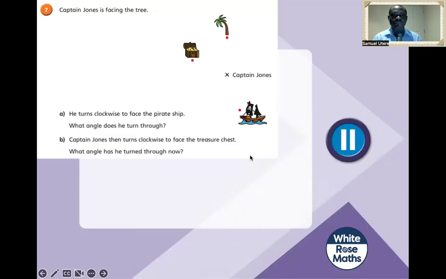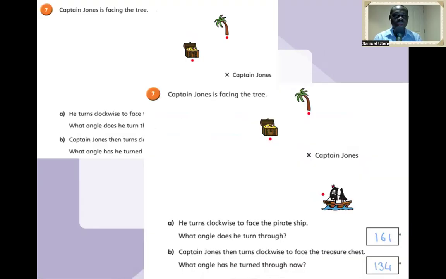Pause the video and answer question 7 in 2 minutes. Assuming you've paused the video and you've answered question 7, here are the answers. Let's discuss them. Here you were told that Captain Jones is facing the tree. So facing the tree, here is Captain Jones. He turns clockwise to face the pirate ship. That's the pirate ship. What angle does he turn through?